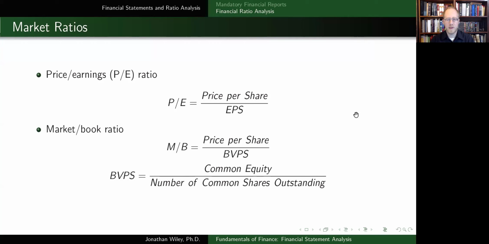So if, for instance, a company has a stock price of $100 per share, and if they have, say, an earnings per share of $5 per share, then you take 100 divided by 5, and we would get a PE ratio of 20. So we'd basically be paying $20 per dollar of earnings when we buy the stock for $100.